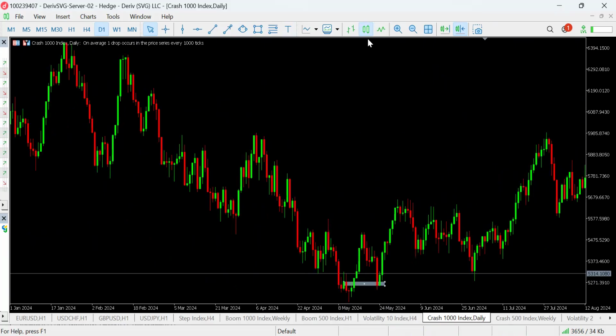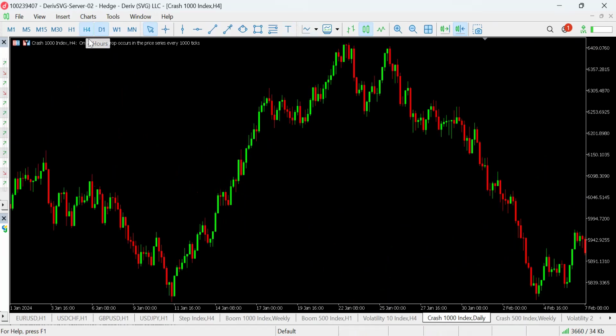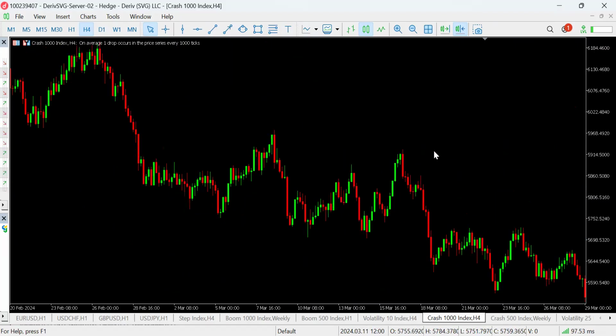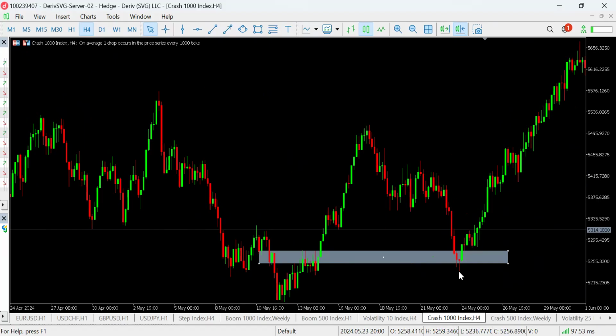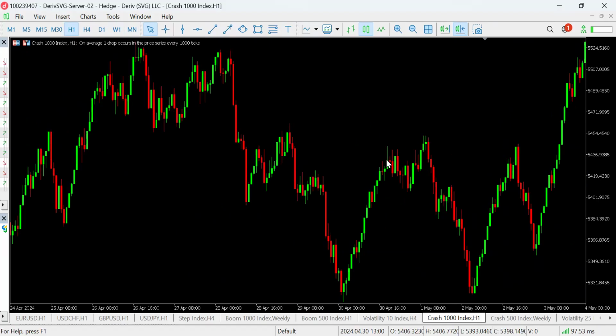So if we go back to the candlestick charts, all we would have needed to do would be to scale down to the H4 time frame. You can see price came beautifully to test it. So how would we have taken our trade? Let's go to H1.